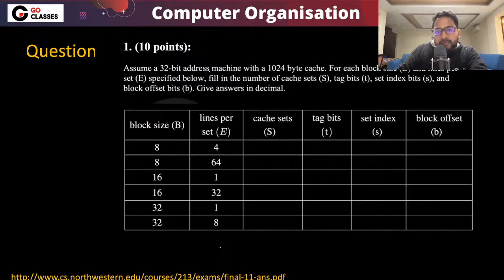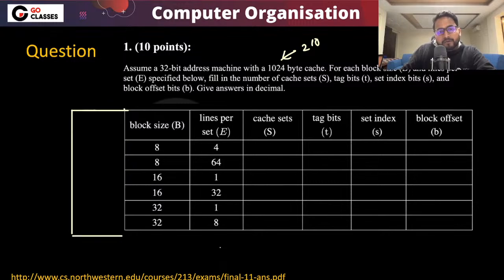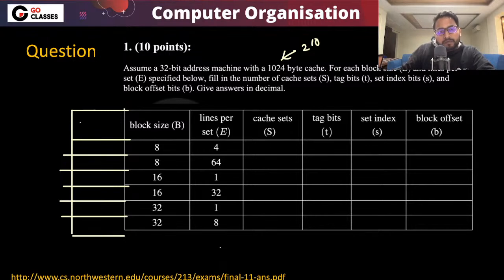So this is a 32-bit address. 2 power 10 is your cache size, right? So let me write the number of lines here, in the number of lines column. If this is 2 power 10, this is 2 power 3, then 2 power 7 is the number of lines. This is 2 power 10, 2 power 7. This is 4, so 6. This is 4, so 6. This is 5, so 5. And then 5, right? Is this okay to everyone?